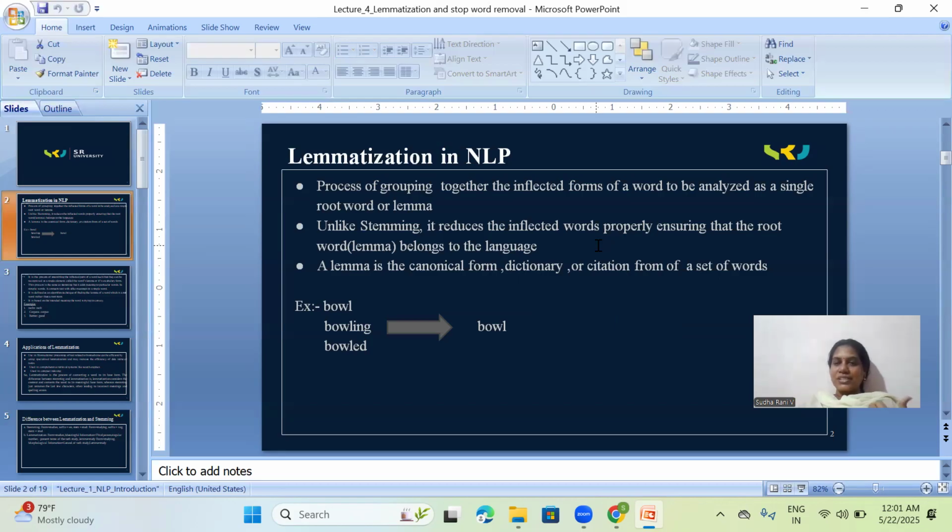Either the root word generated is correct or not, it doesn't matter. But in lemmatization, whatever root word it generates, it ensures that the root word has a proper meaning and belongs to a proper language. That is a major difference between stemming and lemmatization.